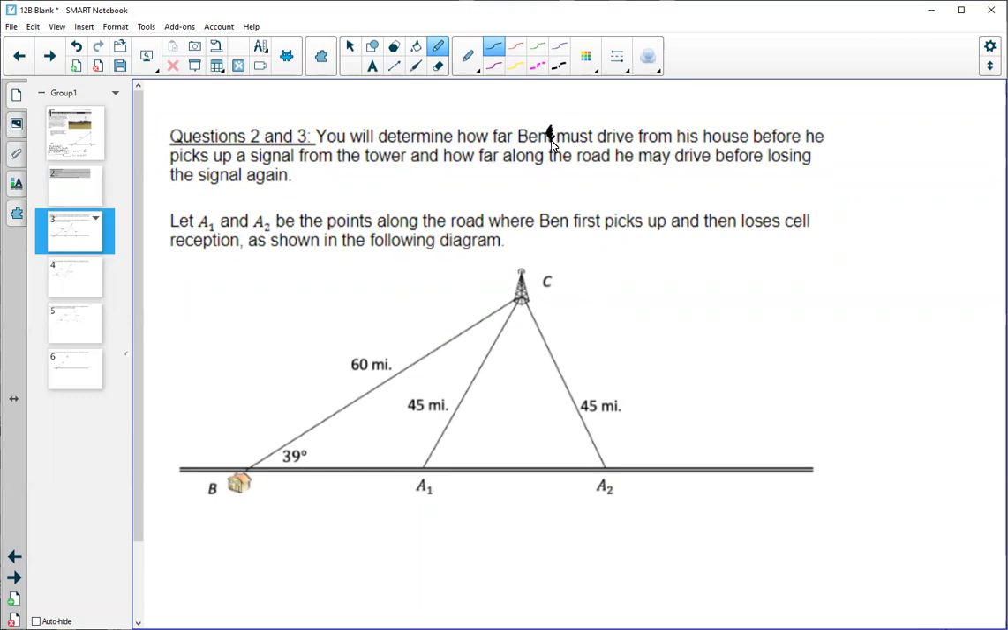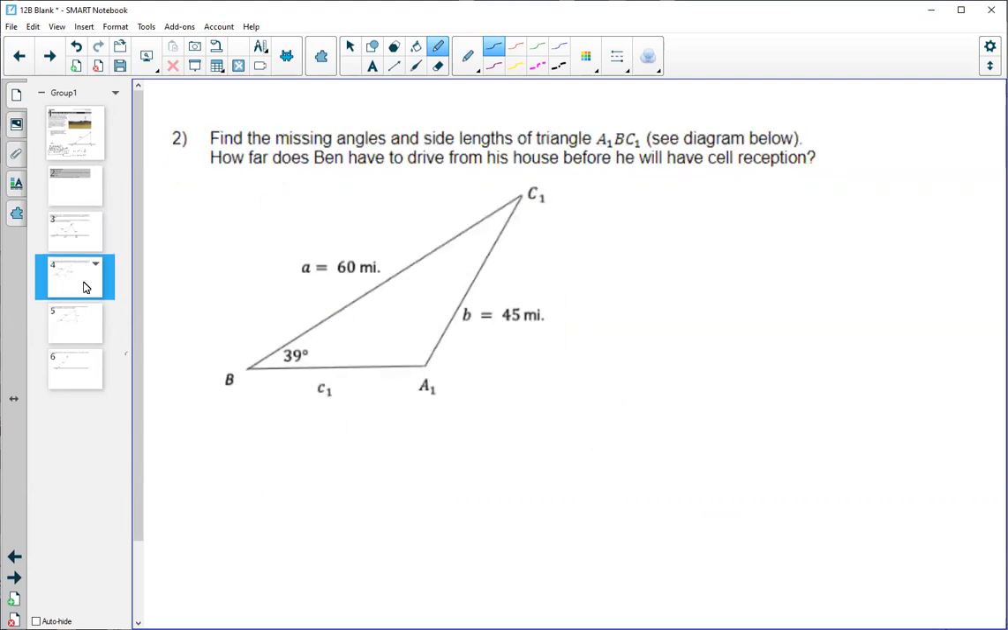If we let A1 and A2 be the points along the road where Ben first picks up and then loses cell reception, as shown in the following diagram. So we see A1 is here and A2 is right there. Now, part 2, or question 2, I should say, find the missing angle and side lengths of triangle A1, B, C1. How far does Ben have to drive from his house before he will have cell reception?